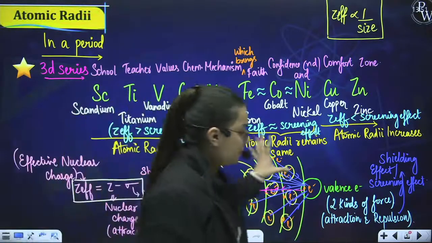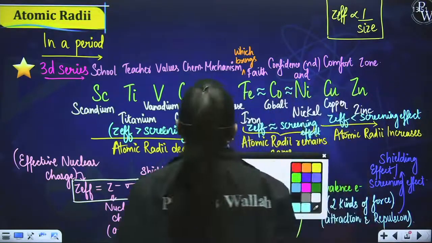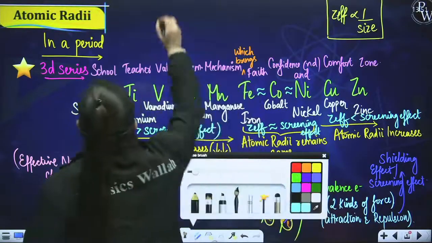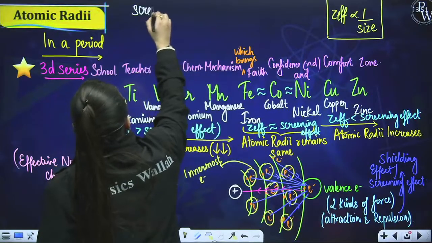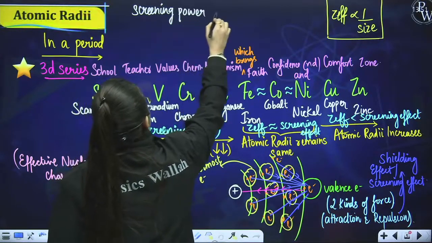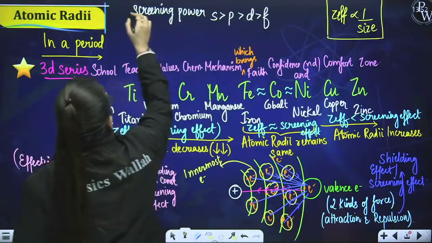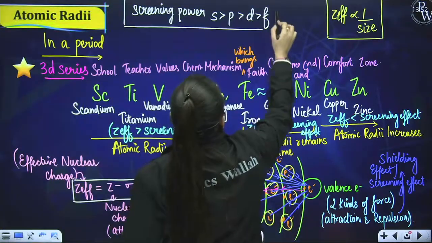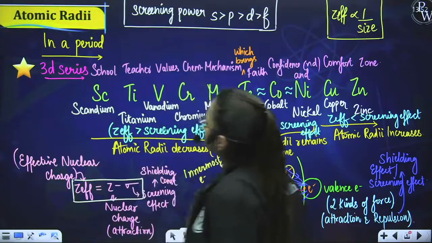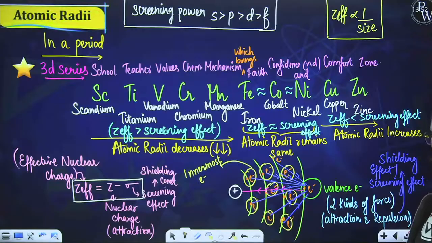This was for a period. Now, one more thing before going to the group portion. There is an order for screening power that you should know. The screening power of S is more than P, then D, and then F. This is the order for screening power. This also you should know. Shall we proceed? Now this was for the 3D series. I guess you all have written this. Take a screenshot. Now, moving on to the group.